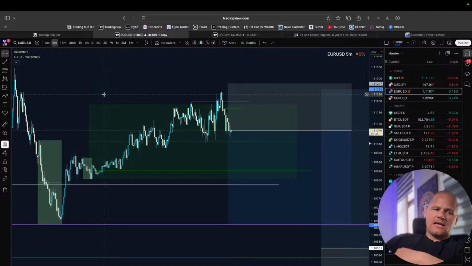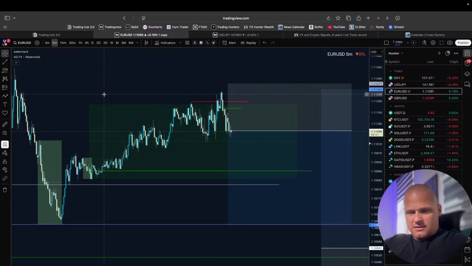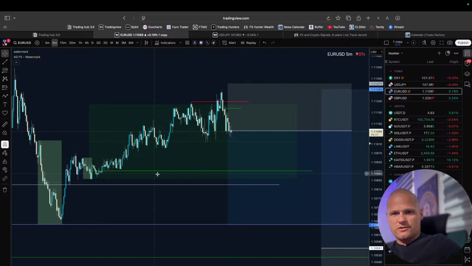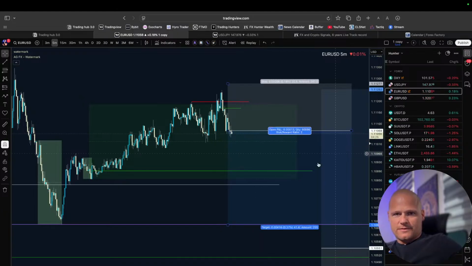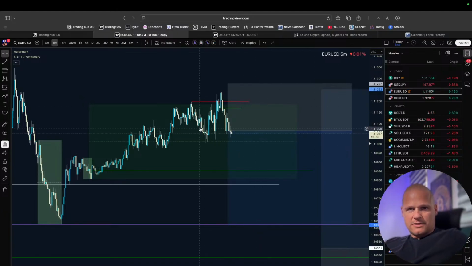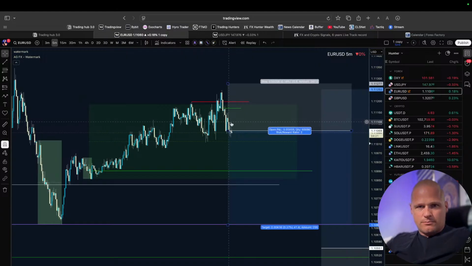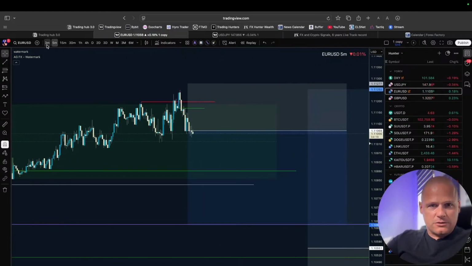So let's see how it's going to develop in the next 30 minutes. And either way, we can take a short, right? If we get some kind of a pullback in it, we might need to go lower time frame even here.